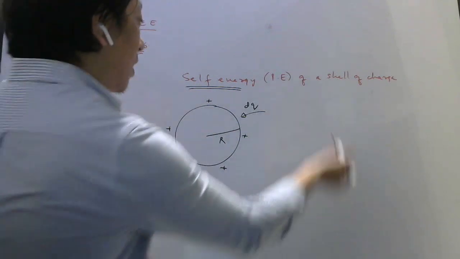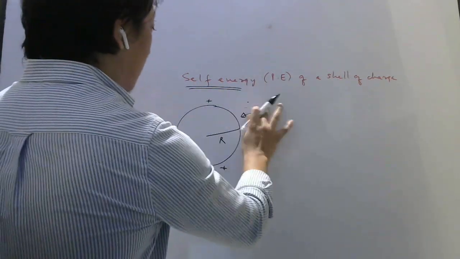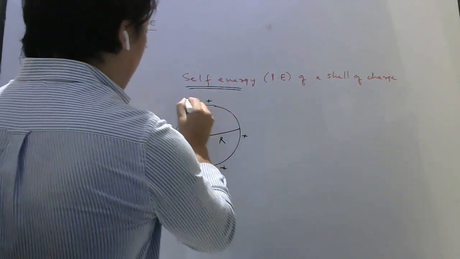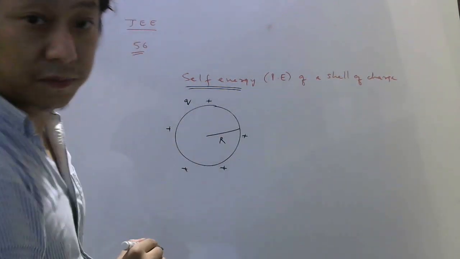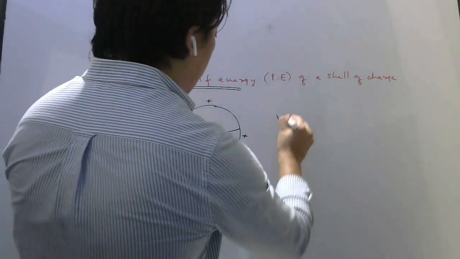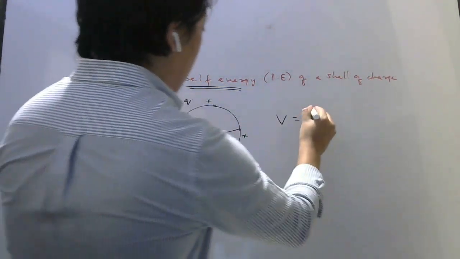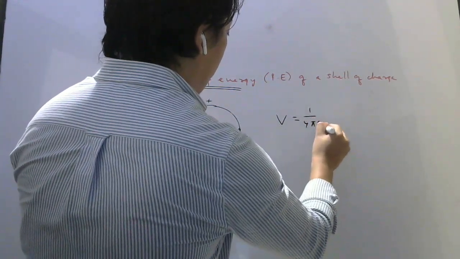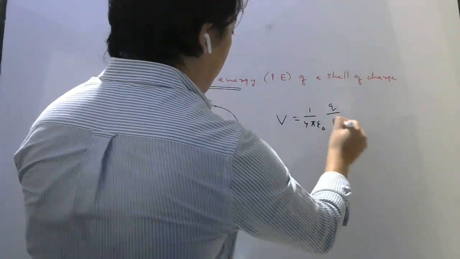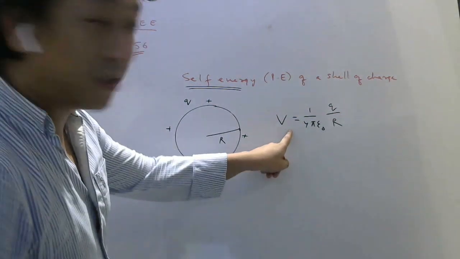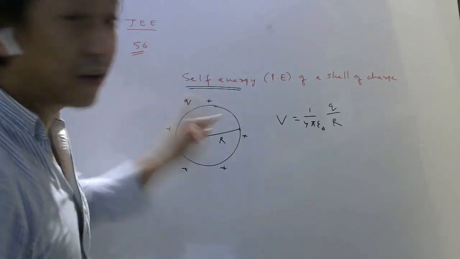Then I will put another dq, then another dq. At some instant, let us say the charge here is q. At that instant, what will be the potential on the surface? 1 by 4 pi epsilon naught q by r. Correct? So this is the potential on the surface of the shell right now.